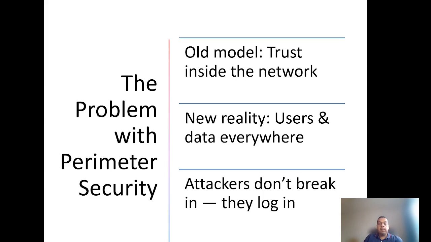The problem with the perimeter security approach. So traditionally, cybersecurity relied on a strong perimeter, the idea that if you were inside the corporate network, you were trusted. But today, users work from home, applications are in the cloud, and devices are everywhere. The perimeter has completely dissolved. Attackers, they don't need to hack in, they just log in with stolen credentials. So, the old trust inside, verify outside model fails here. That's what Zero Trust is designed to replace.